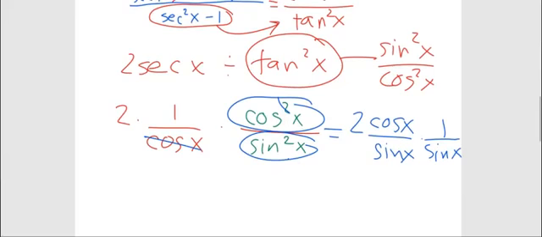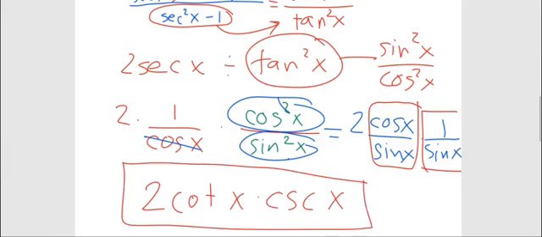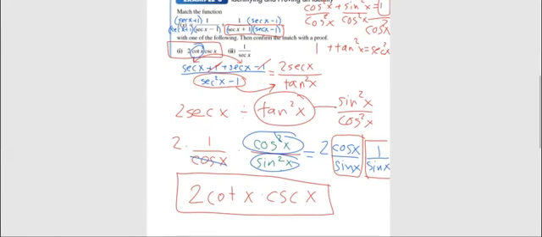Okay, sine squared. You can see in the bottom I've got sine x in one and sine x in the other, but they're both in the denominator, so I just pulled them apart a little bit. So, what is this one? Cotangent. And 1 over sine is? Cosecant. Yep. Ding, ding, ding, we've got our answer. That is awesome right there.